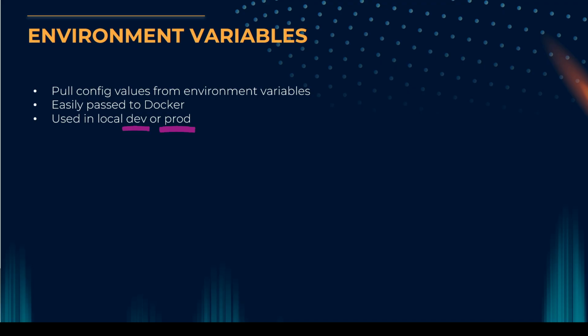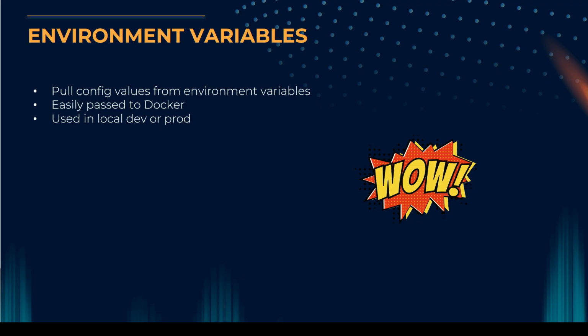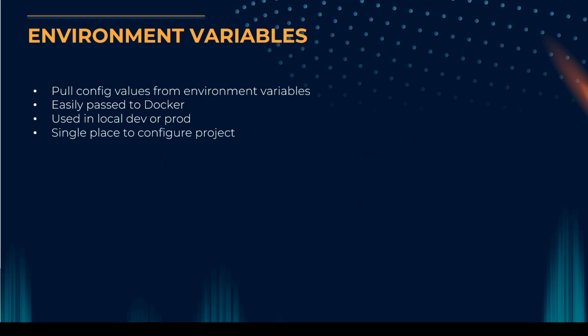You can set them in the local configuration, as we saw in the previous lesson when we configured the Docker Compose file. You can also configure them in a production environment as well. I'll show you how to do that later on at the end of this course. And also this means you essentially have a single place to configure your project, as all configuration values are pulled from environment variables. So whenever you need to modify something in your deployed application, you can do it from one centralized location. And it's very easy to do with Python.